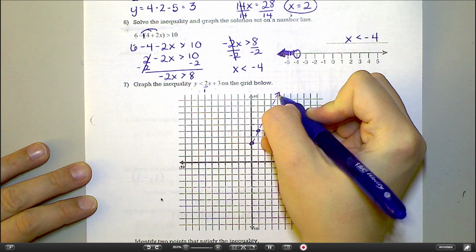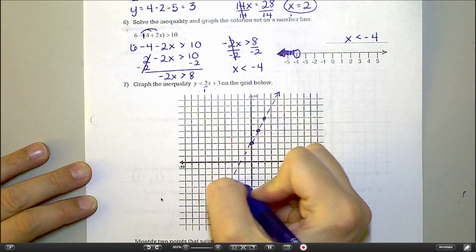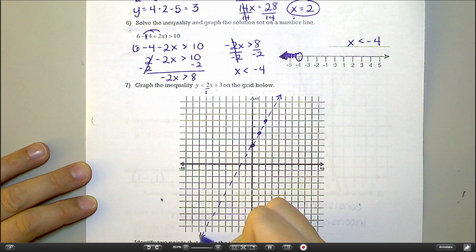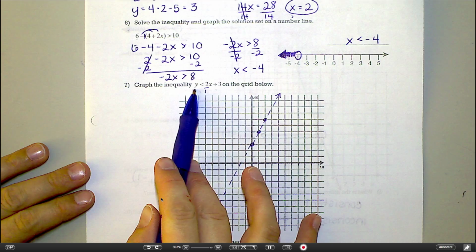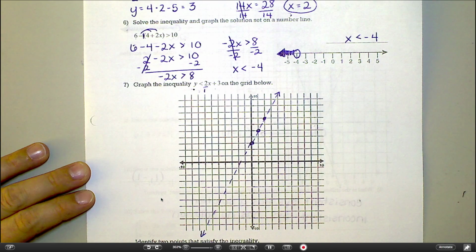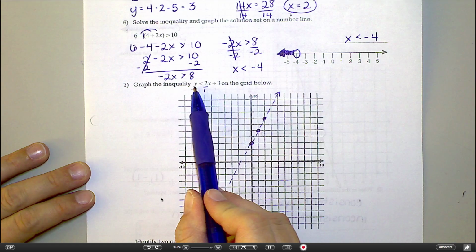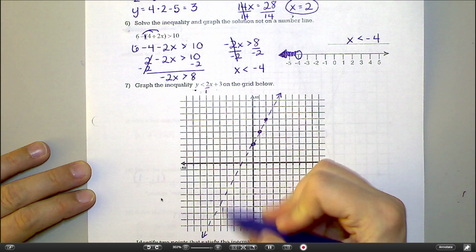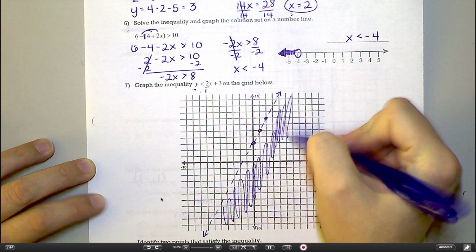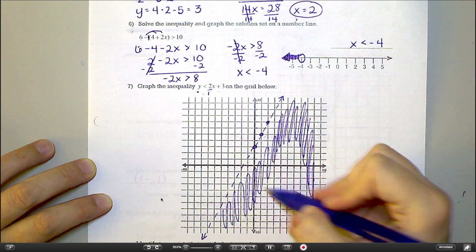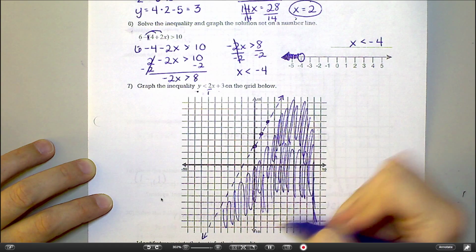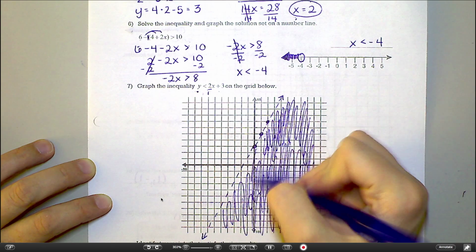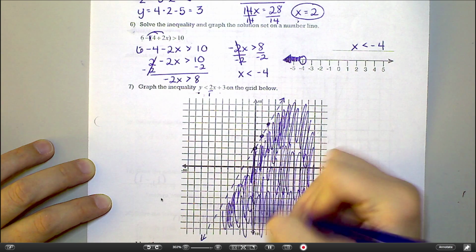And I had a lot of people asking if I wanted you to shade. Anytime it's an inequality, you are required to shade. Because what this is saying is I don't want to just see where y is equal to 2x plus 3, which is what the line shows me. I want to see everywhere where y is smaller than that. Remember, y gets smaller as you go down, so that means I'm shading underneath the line. The whole bottom half of this graph should be shaded. Sorry for my messy shading job. But everything underneath that line should be shaded. Hopefully you can see that okay.